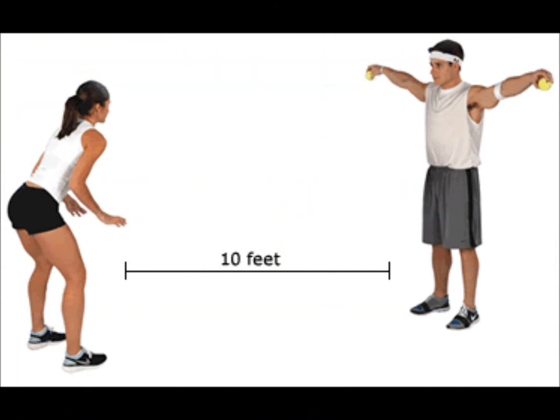Have the client begin facing you at least 10 feet away from one another. As the trainer, hold a small tennis ball or an object that can be dropped. When dropping the ball, have the client spring forward and sprint in attempts to catch the ball.